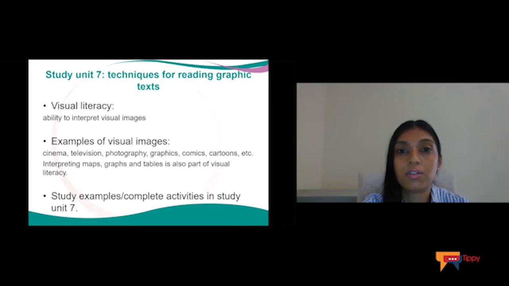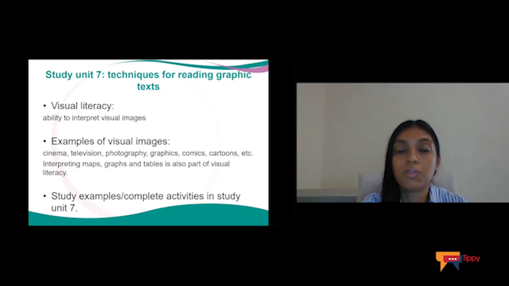Study Unit 7 addresses techniques for reading graphic text. In the study unit, you will find a description of visual literacy, which is described as the ability to interpret visual images. Examples of visual images include cinema, television, photography, graphics, comics, cartoons, and so forth. Interpreting maps, graphs, and tables is also part of visual literacy.